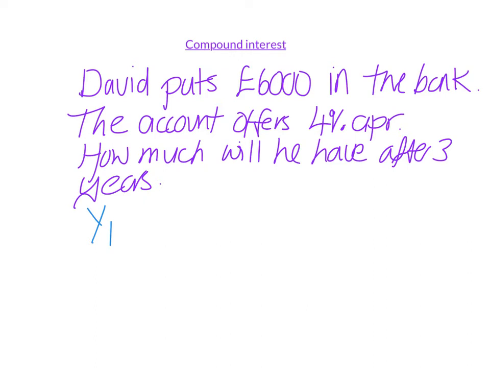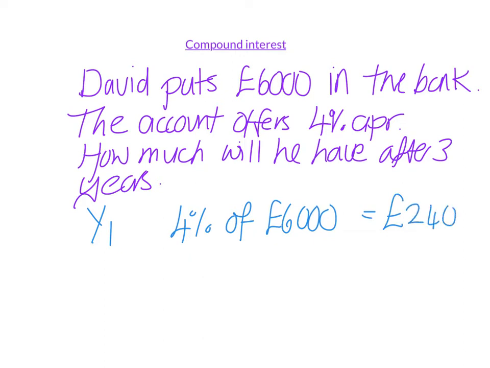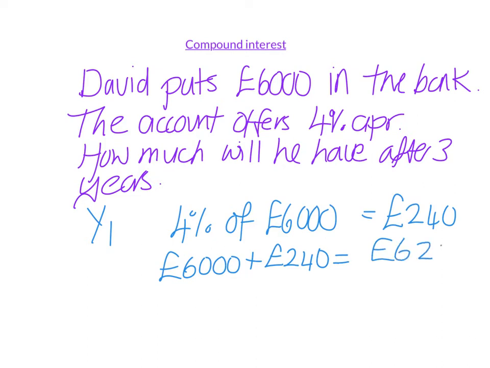In the first year, he's going to get 4% of £6,000. Well, 1% would divide by 100 would be 60. 4%, we'll times that by 4, and we'll get £240. So at the end of the first year, he will have the original amount, the principal amount, plus the interest that he earned, which means he would have a balance of £6,240. And that's after year 1.